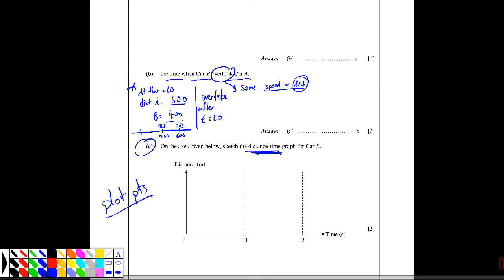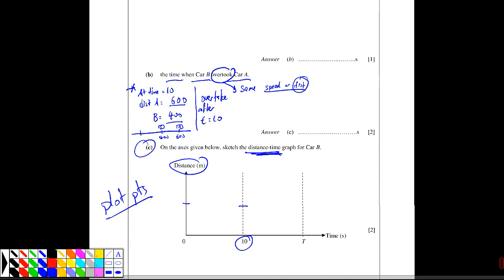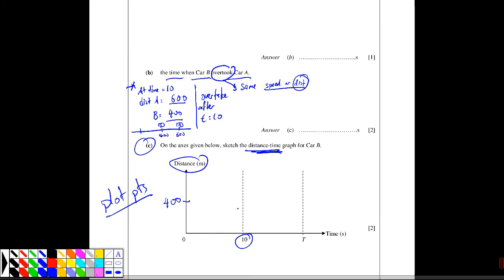This distance time graph. Can you tell me at time equals to 10, what is the distance? Just now you calculated, right? At time equals to 10, it's 400. So you just estimate 400. Can you mark across anywhere that looks like 400? So 0, 10, then 400.